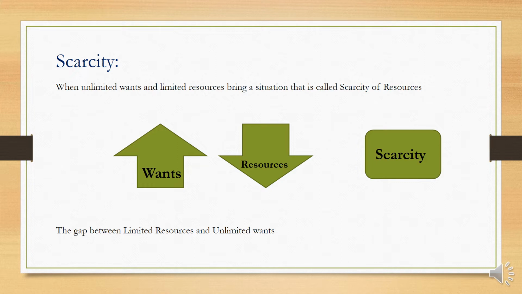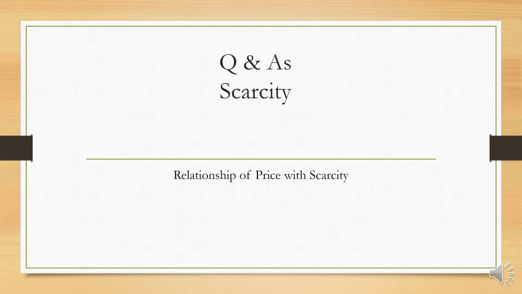As you know, when we have fewer resources and a lot of people want something, because of limited resources there is a gap between the number of wants and the number of units produced. This gap is called scarcity. And yes, this was the question: the relationship of price with scarcity.